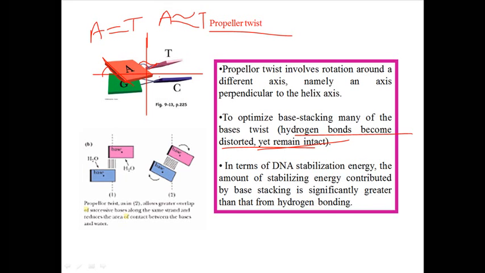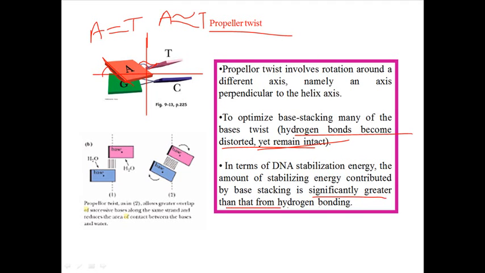Okay, in terms of DNA stabilization energy, the amount of stabilizing energy contributed by base stacking is significantly greater than that from the hydrogen bonds. Again, you have to put this message into your mind: that is the basic significance of the stacking interaction being so strong, because it is donating the main or most of the stabilization rather than the hydrogen bonding part.